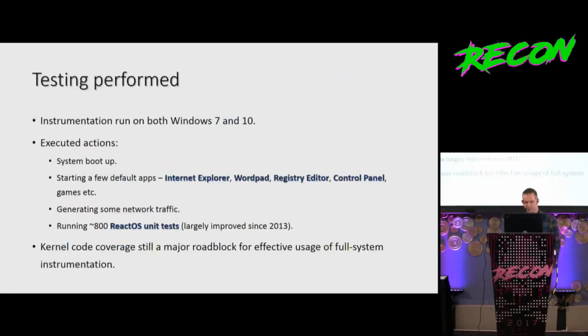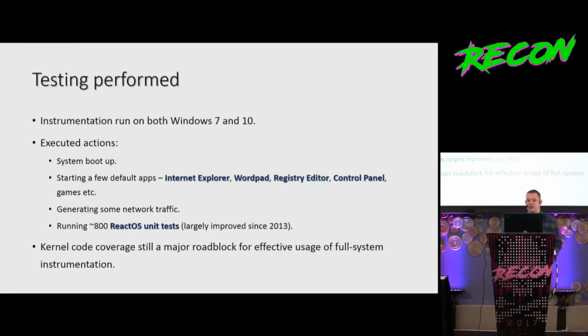So when it comes to the testing that I performed, first of all, I ran this project both on Windows 7 and on Windows 10. What I did on those systems is that I, of course, booted them up, started a few default applications, generated some network traffic, and ran so-called ReactOS unit tests, which are just a bunch of tests for different Windows APIs. So I would say this is quite a good way to actually generate some nice Windows kernel code coverage. And we also used this for Bochspwn from 2013, but since then, this set of unit tests has very much improved. So it's even better now.